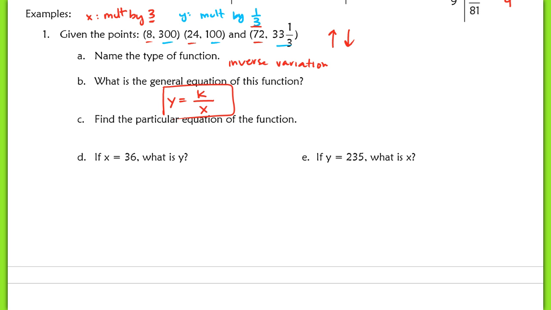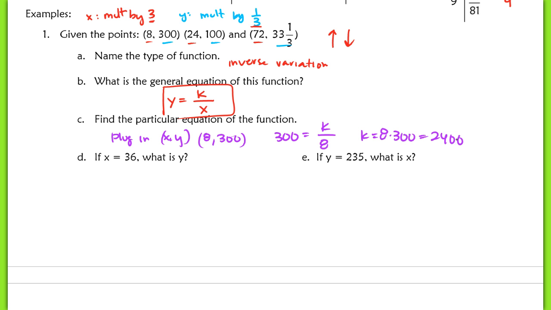Now, to find the particular equation for the function, I just don't want to see a k there, right? I need to have a value for the k. So we've done this plenty of times in this course. All you do to find an actual value is substitute in parts that you do know. This is just an x, y value that you can plug in, and you've got plenty of x, y pairs. So let's plug in the point 8, 300. So now I have 300 equals k over 8, which means that k is equal to 8 times 300, or 2400.